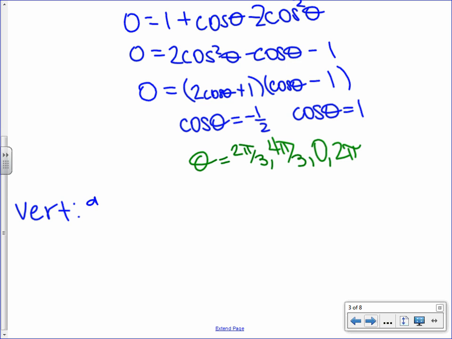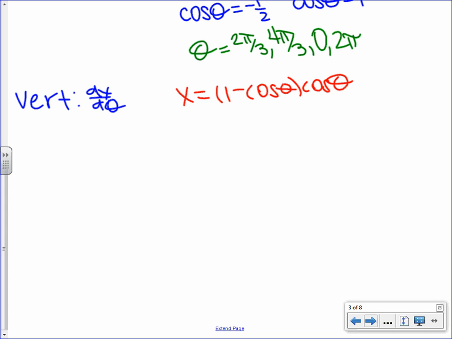Which means we need to look at dx d theta. So let's write x. x equals r cosine theta, right? So dx d theta. Negative sine theta plus sine theta, cosine theta. Oh, you distributed before you took the derivative? Yeah. Okay.